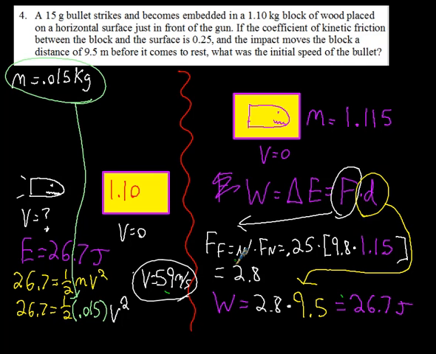And the force of friction is mu times the normal force, which is just 0.25. And the normal force is equal to Fg in this case because the object is in balance. The forces are in balance in the y direction. So Fg is 9.8 times 1.15. And the normal force is the same. So the total force of friction is 2.8 newtons. And we simply multiply that by the distance it was pushed, which is 9.5 meters. And we see that the object lost 26.7 joules of energy in the process of sliding along the floor.